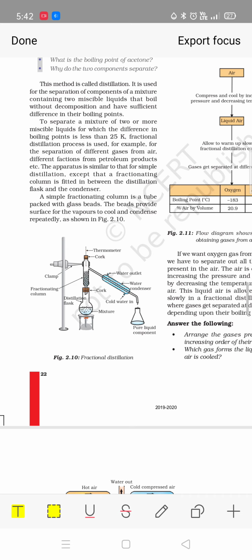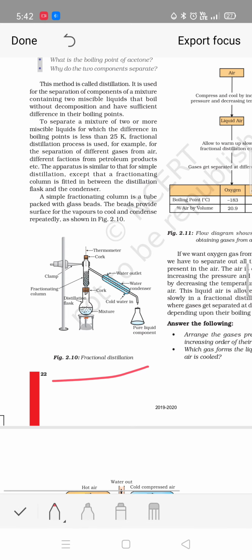To separate a mixture of two or more miscible liquids for which the difference in boiling point is less than 25 Kelvin, the fractional distillation process is used. For example, for the separation of different gases from the air, and different fractions from petroleum products, fractional distillation is used. The apparatus is similar to that of simple distillation, except that there is a fractional column.